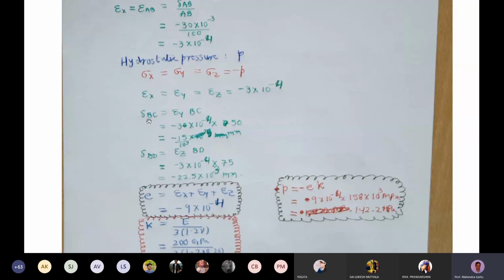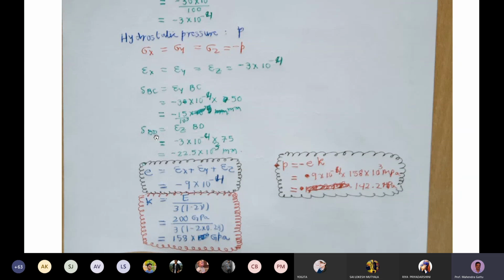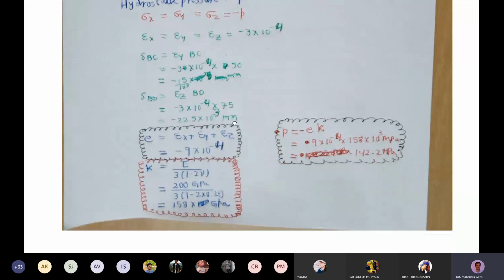So we can calculate the shrinking in the height. Delta BC is epsilon y into BC. So height is 50, strain is minus 3 into 10 power minus 4. We get minus 15 by 10 power 3. And the shrinking along the width, epsilon z into BD, BD is 75. So 3 into 75 is 225. So minus 22.5 into 10 power minus 3. We can calculate the dilatation, which is the sum of all those three strains. So 3 into 3 will be 9, so minus 9 into 10 power minus 4.